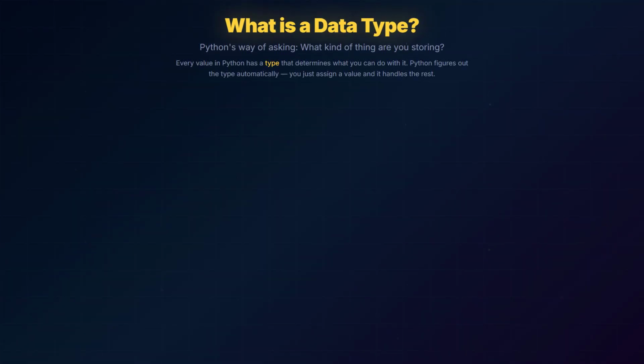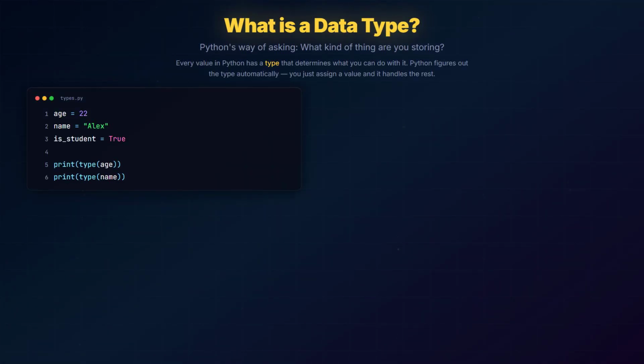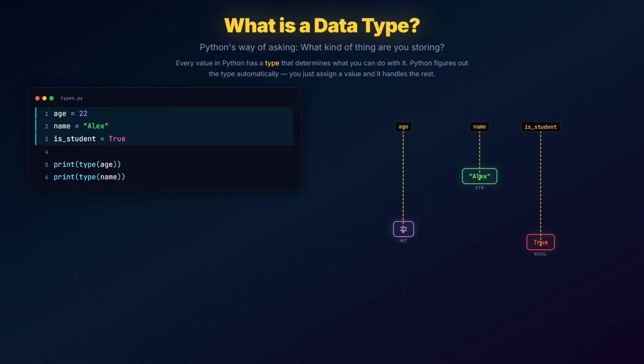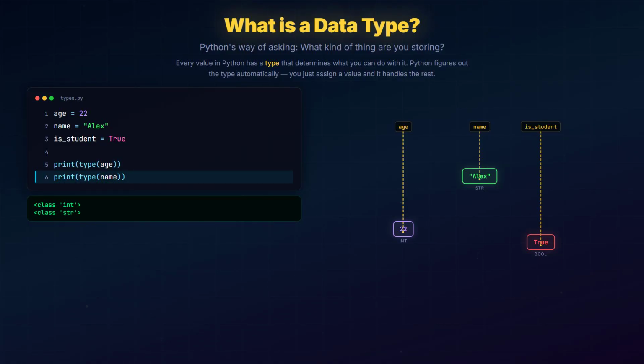So, what even is a data type? Think about your everyday life. You deal with different kinds of information all the time. Your age is a number. Your name is text. Whether the lights are on is a yes or no. A grocery list is a collection of items. Python works the same way. Every value you store has a type, and that type determines what you can do with it.